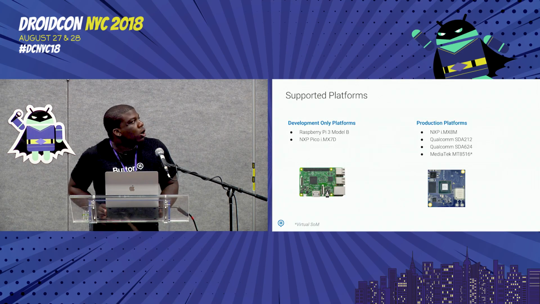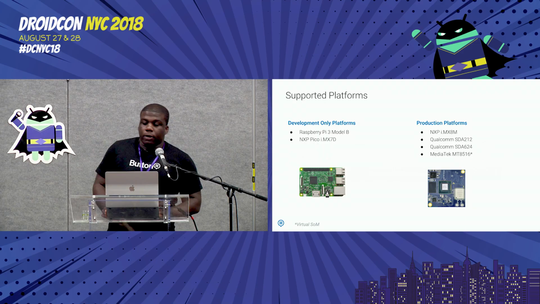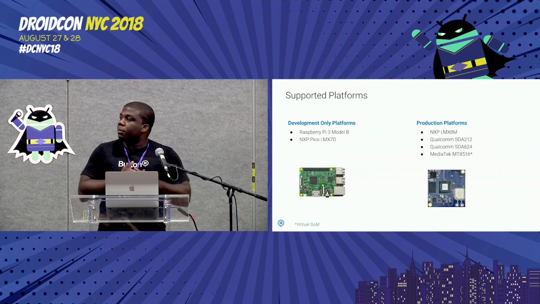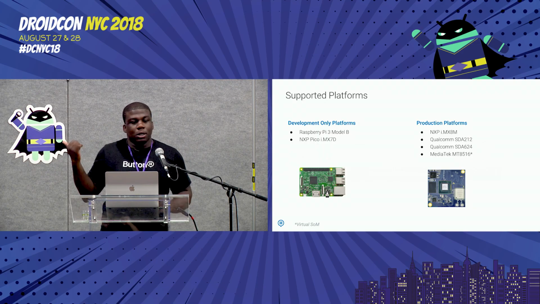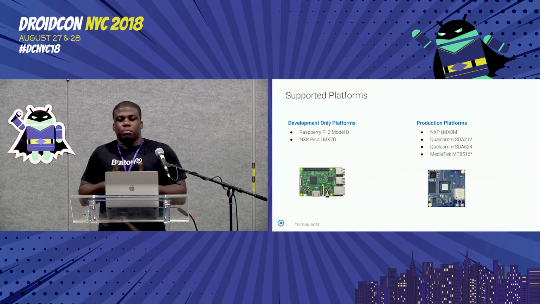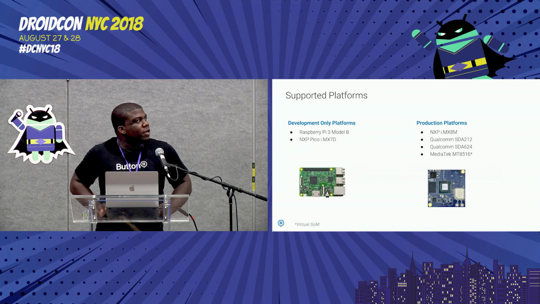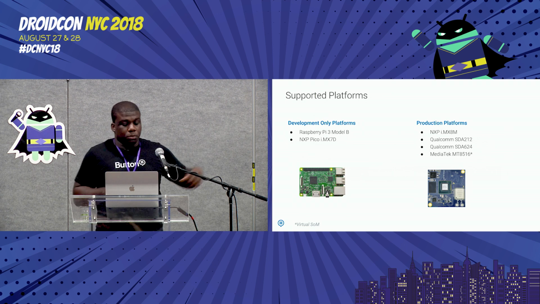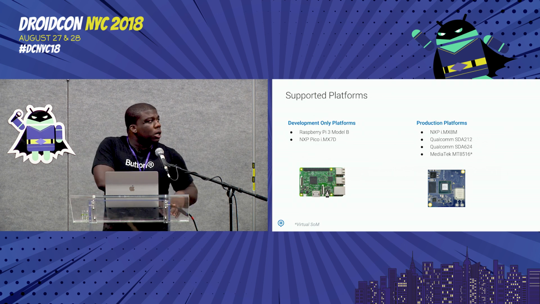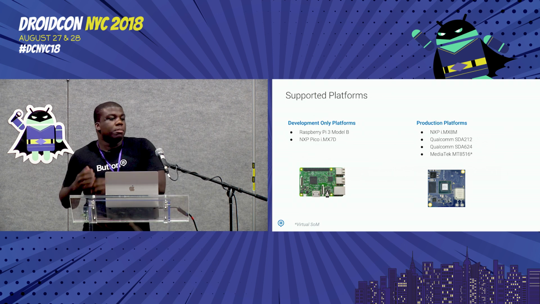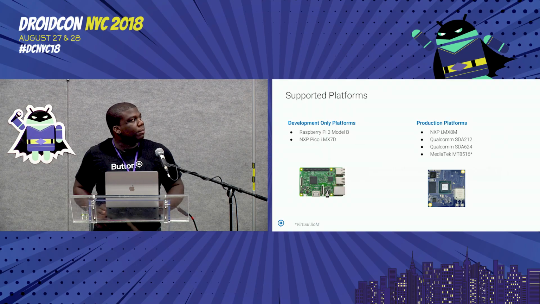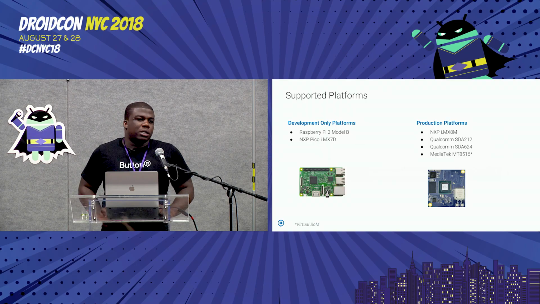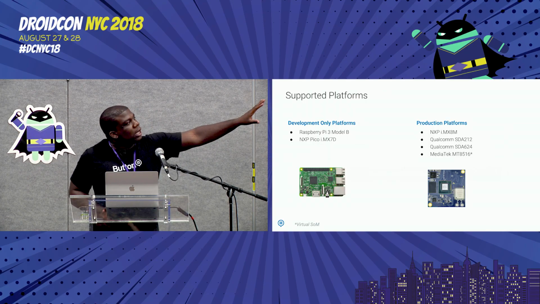All right, in terms of hardware that's supported, right now there are only about two development platforms you can use. One is the Raspberry Pi 3 Model B. I do not think the Model B Plus works. I've never tried it, but I wouldn't recommend it. As you can see, there are development-only platforms and then production platforms. If you're just starting out and prototyping, I would recommend sticking to the development platforms.